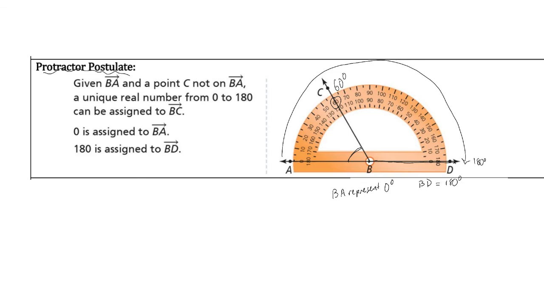We can put another one here, say, make this F. So BF would be at 130 degrees. So it's that outside number. All right. Now let's do an example of how to read a protractor.